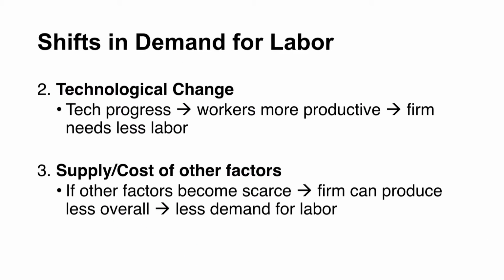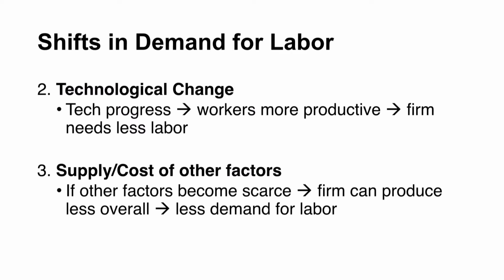Okay. Another change associated with a shift in demand is technological change. As technology progresses, workers become more and more productive, and therefore the firm needs less labor. So as jobs become automated and firms replace labor with robots or automated production, there's going to be a decrease in the demand for labor.